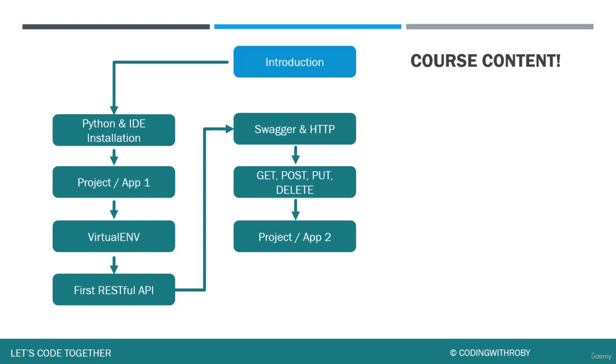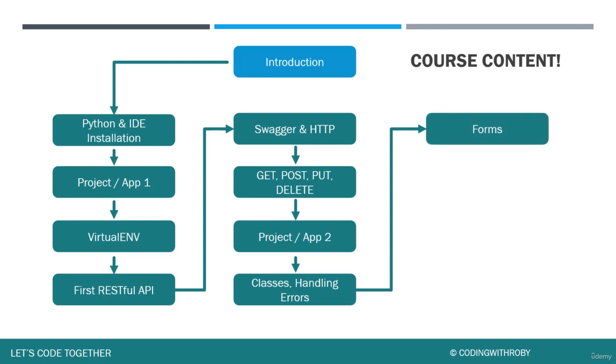Project 2 is where we start creating real Python objects and begin to send objects from the client to the server and back using request bodies. Here's where we learn about Pydantic and how to properly create Python classes and how to handle errors using HTTP exceptions to send the client proper status codes. We will learn about forms and OAuth2 bearer forms. OAuth2 bearer forms is a special way for a client to send sensitive data from the client to the server.